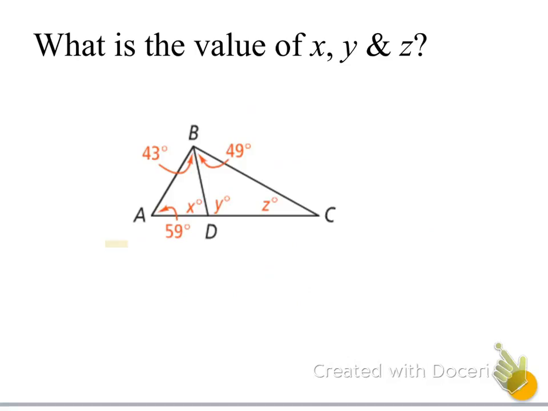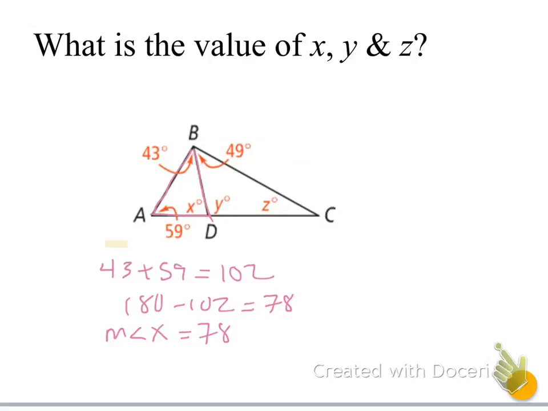Okay, this one, I'm going to look at the triangle that has the most information. So this triangle here, I have two of them, the 43 and the 59. I can find my last one. So if I add 43 plus 59 to get 102 and subtract that from 180, I get 78. So the measure of angle X is 78 degrees.